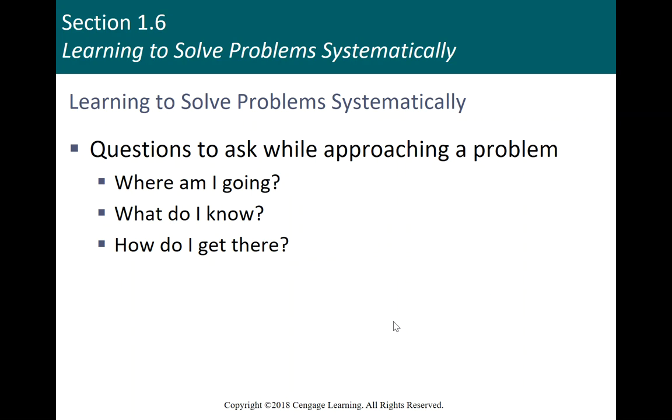So we're going to look at this approach, and hopefully it'll help you solve problems in the future. So first, where am I going? That's what you need to know. What do you already know? What kind of conversions can you use? What kind of equations do you have? What kind of information can you get from the periodic table? That's all in your what do I know. And then, how do you get there? How do you get from what you're given to what you need to get to?